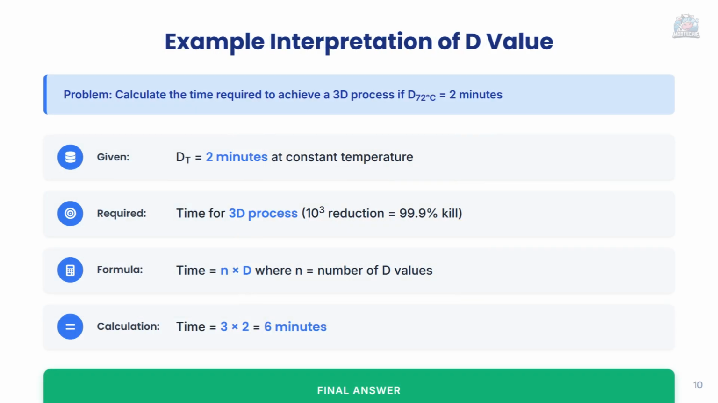Let us look at a simple example. Suppose the d-value at 72 degrees Celsius is equal to 2 minutes. If we want a 3D process, this means 3 logarithmic reductions. The total processing time is calculated as time equals n into D. Here, n equals 3. Therefore, time equals 3 into 2 equals 6 minutes. This means 6 minutes of heating would achieve a 99.9% reduction.